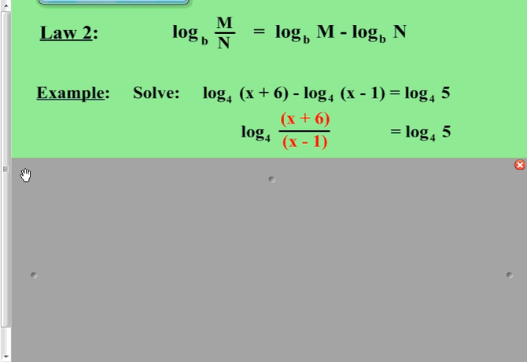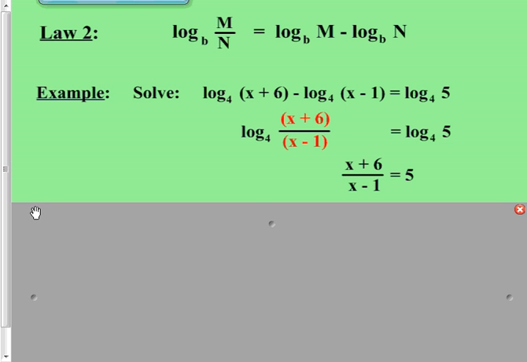Now we find ourselves in the same spot that we were on the previous screen. We have a monomial on the left, monomial on the right. They are both log base 4s, so we can cancel log base 4 from both sides of the problem. That would leave just the division problem, x plus 6 over x minus 1 on the left and equals 5 on the right.